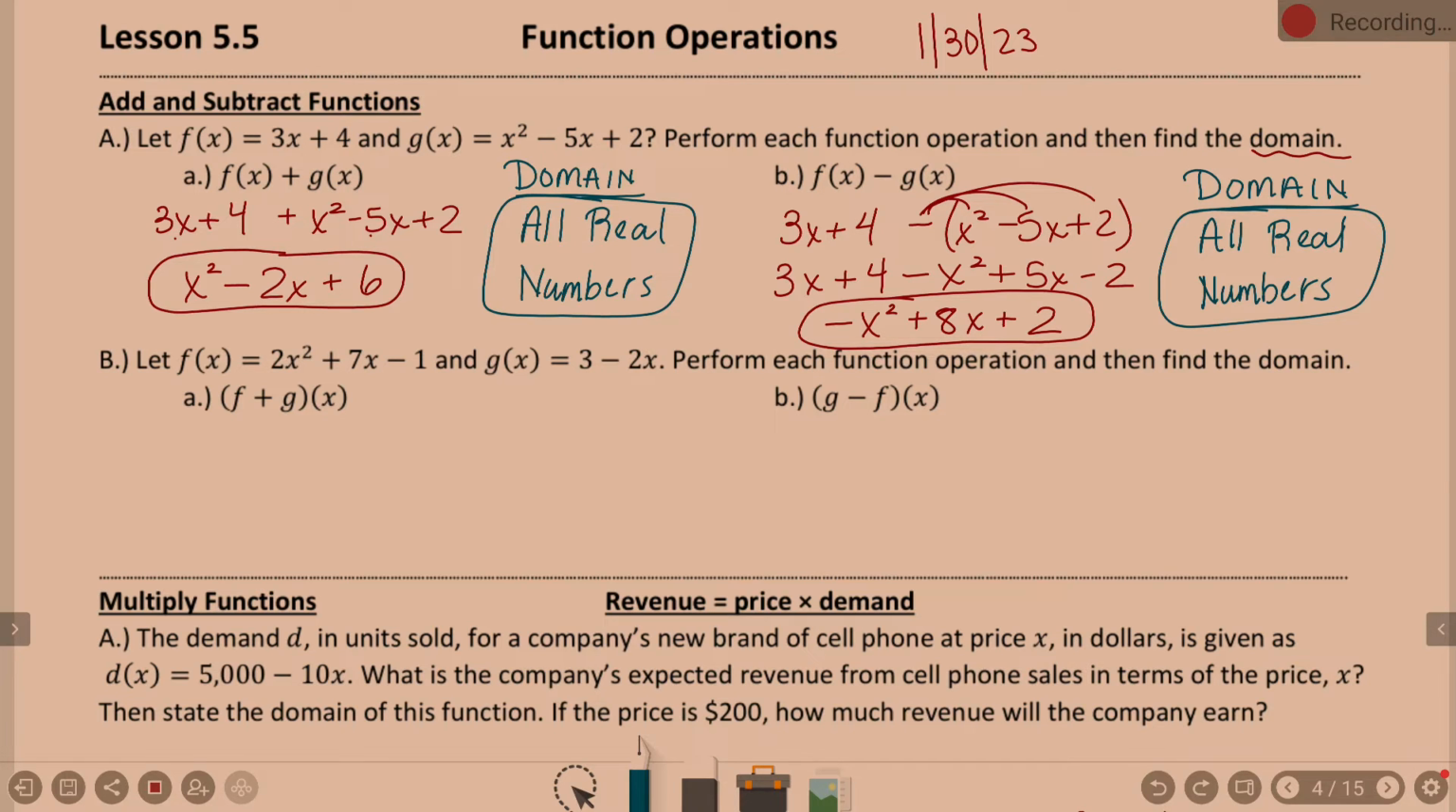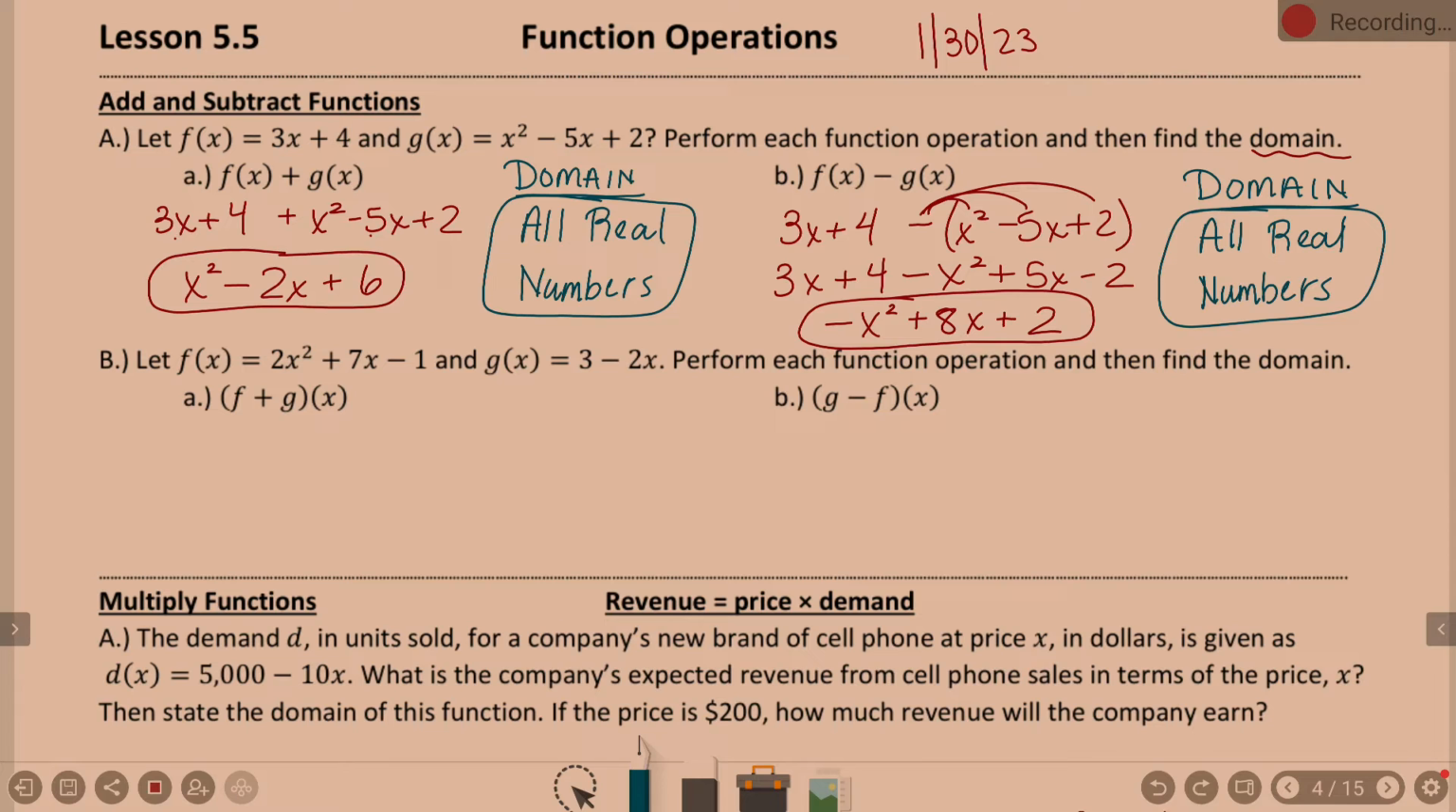Notice B gives us f and g again, but it's a different f and g, yes? Don't go through a whole assignment thinking f stays the same the whole way. It changes. Okay? F will be assigned differently. So this time we have a new f and a new g. And again on A, we are adding.